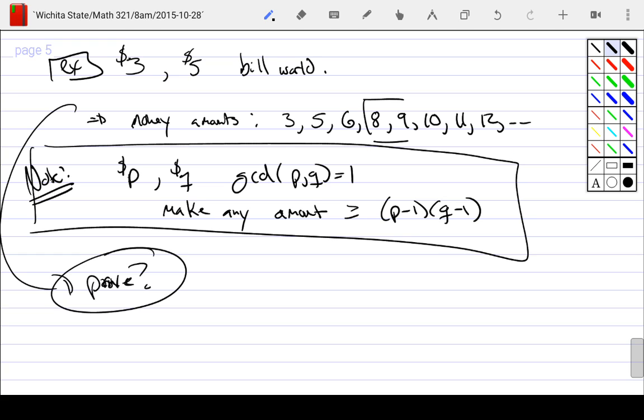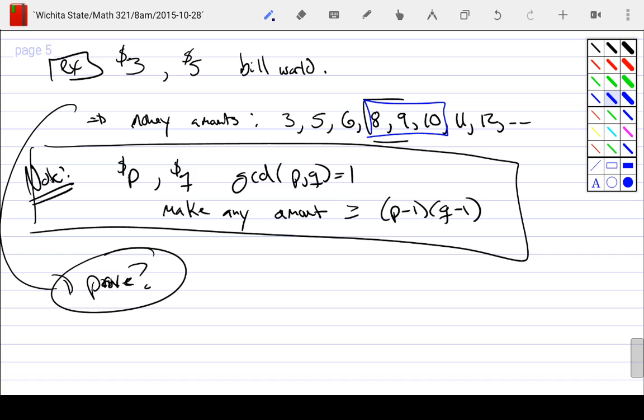On the other hand, what if I simply did this? If my basis is 8, 9, and 10, how can I get to 11? How about you take 8 and add 3? Well, how do I get to 12? How about you take 9 and add 3? How do I get to 13? Take 10 and add 3.